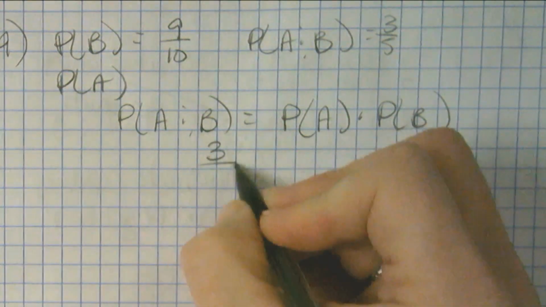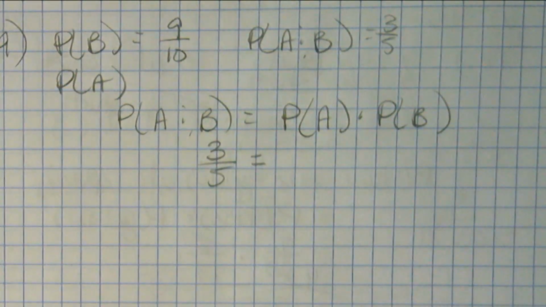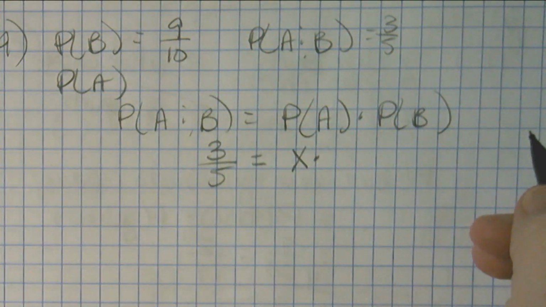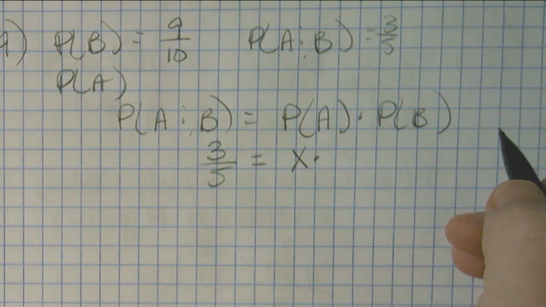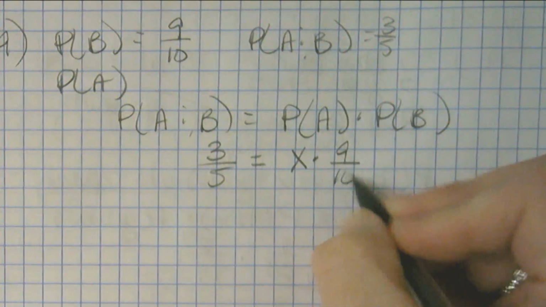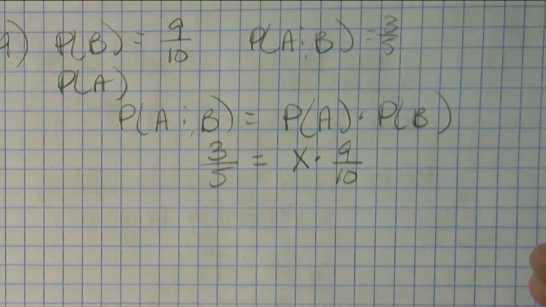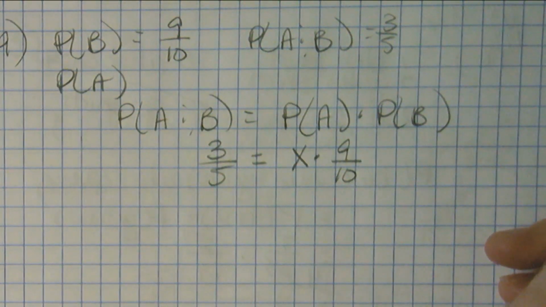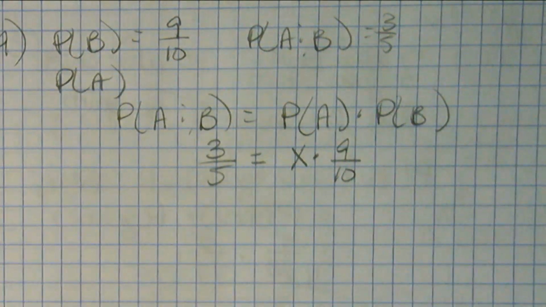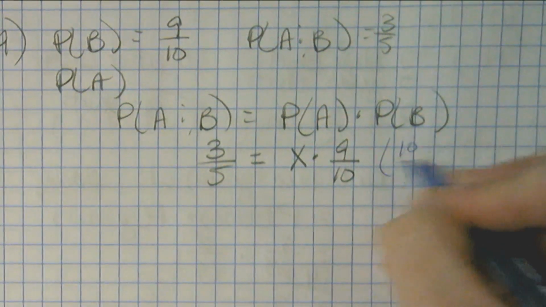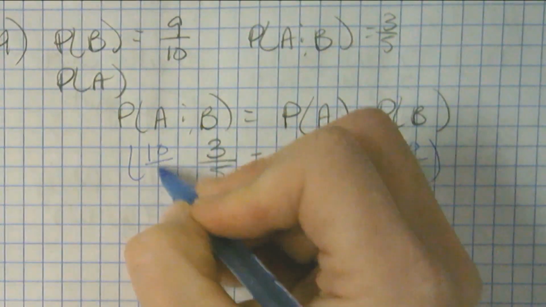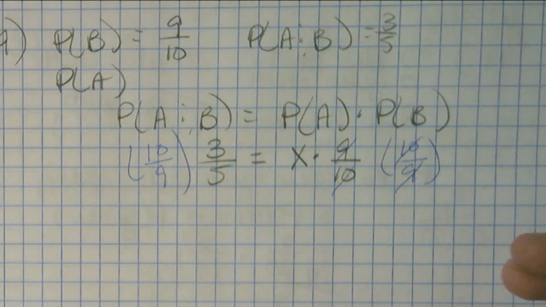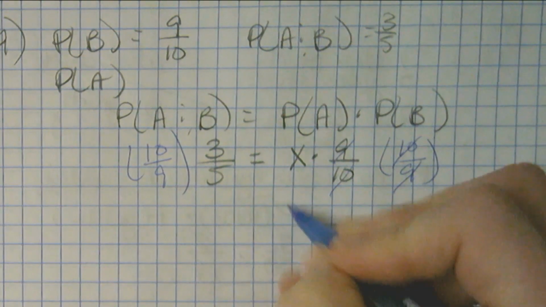So there's my 3/5 right there, equals. Well, I don't know the probability of A, which is x. I'm going to make that x. What is the probability of B? 9/10. So now I just solved that. So Blythe, how do I get rid of that multiplication by 9/10? Yep, multiply it by its reciprocal, which is 10/9. When I do that, my 9/10 and my 10/9 cancel each other out. I've got a 1x, which is what I wanted.